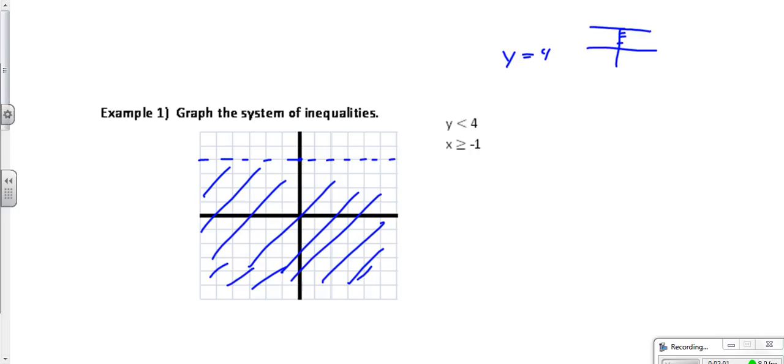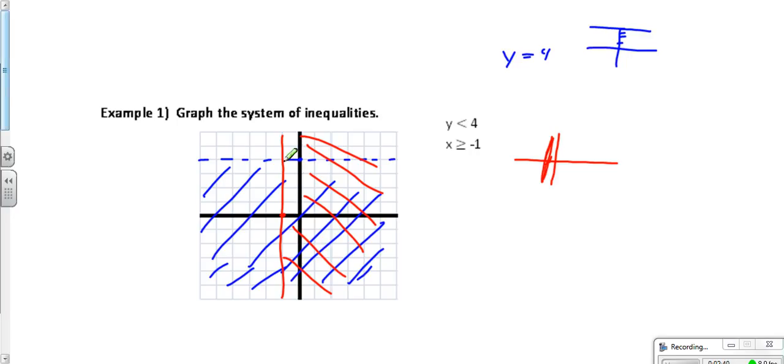Now the next one, if we look at the x, x is a vertical line, in this case at -1, and it would look like this. Sorry about that. It's a vertical line right there. So on this graph, we would go to -1. It has a solid line underneath the inequality, so it is solid. But then again, we have to shade properly. So what x's are greater than or equal to -1? Well, that would be to the right.